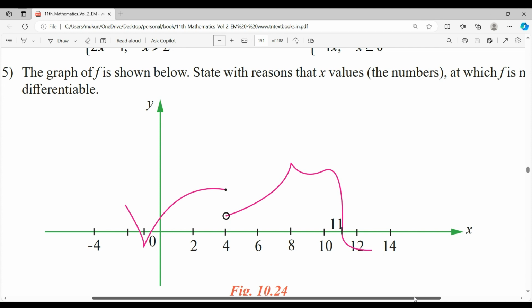And f of x is represented by the pink line. What you see, the green lines are the x and y axis. The pink lines are a representation of the curve. Now we will have to examine the curve and figure out which points are not differentiable, right?